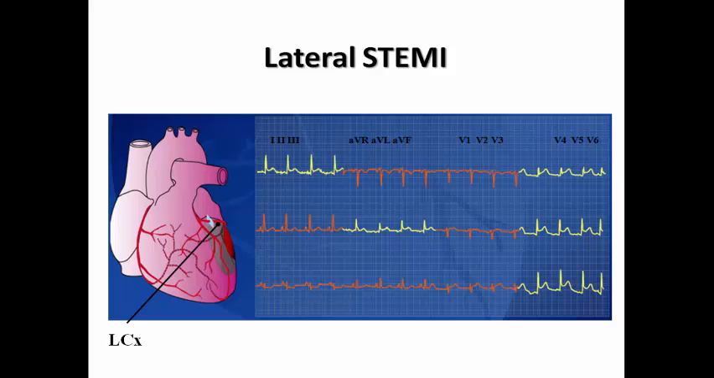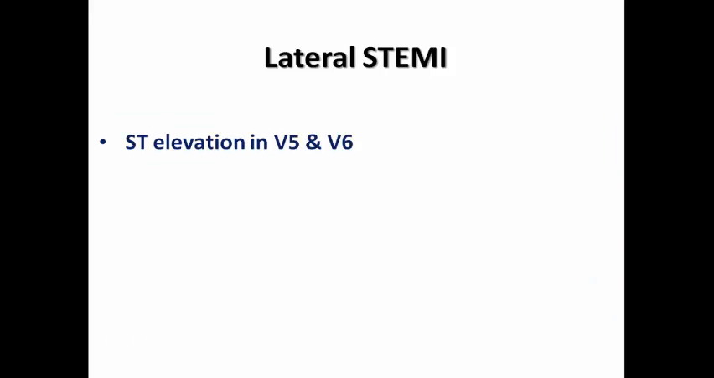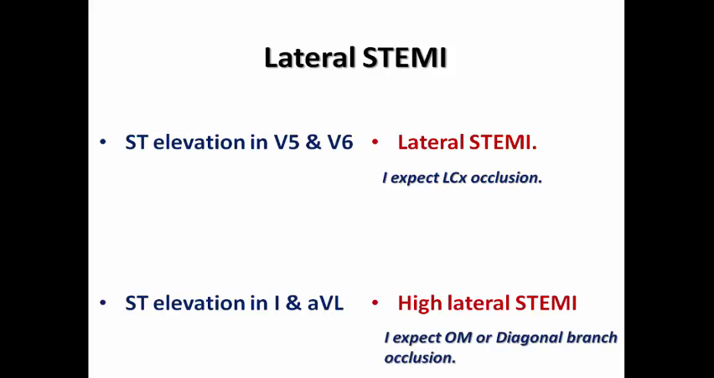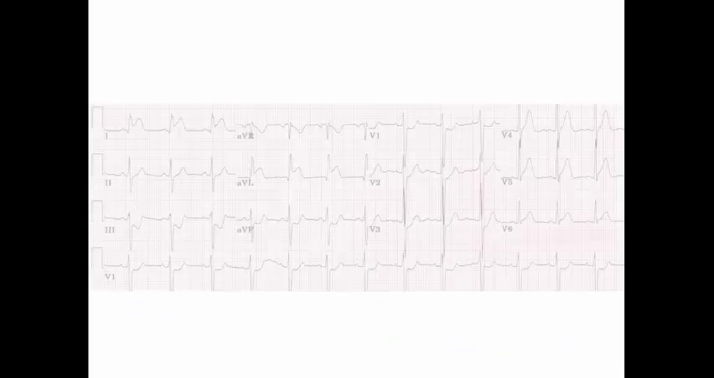Then if there is an occlusion of the LCX or the OM branch, ST elevation may be restricted, for example, to V5 and V6, and so we can call it lateral STEMI, or sometimes to leads 1 and aVL. So if ST elevation is only in V5, V6, we can call it lateral STEMI, and I expect LCX occlusion. ST elevation can be present in only 1 and aVL, so we can call it lateral STEMI, or to be more specific, high lateral STEMI, and I expect OM or diagonal branch occlusion to be the culprit artery based on the pattern of ST elevation in these two leads.